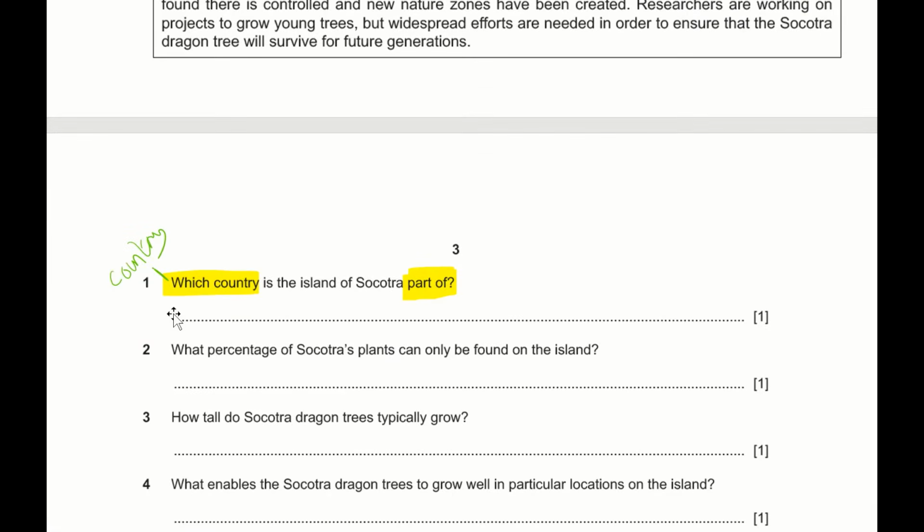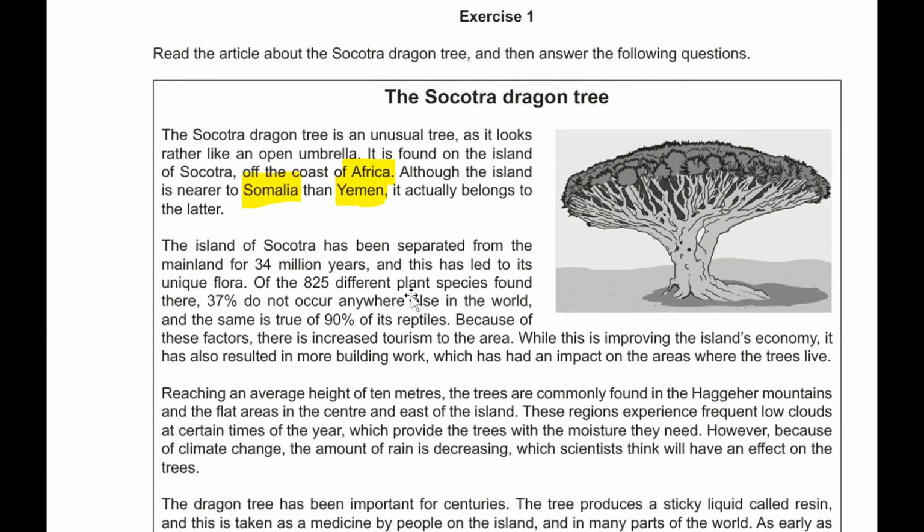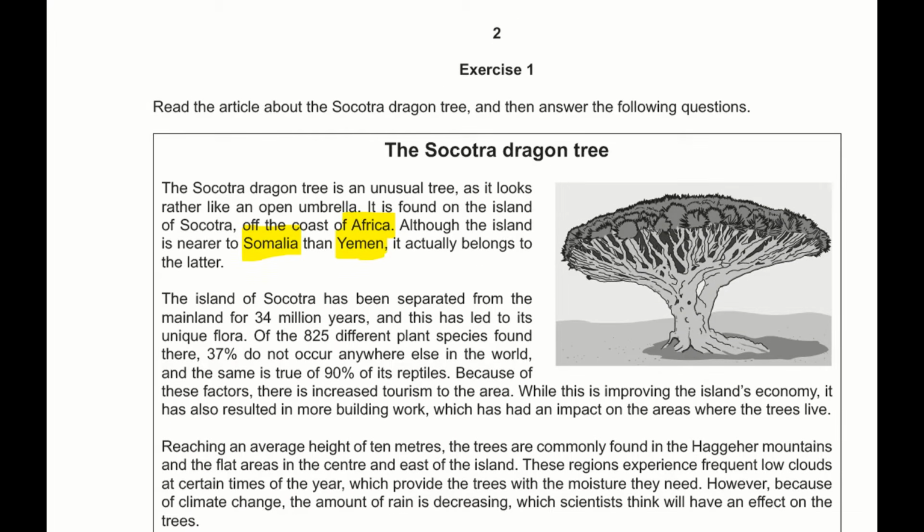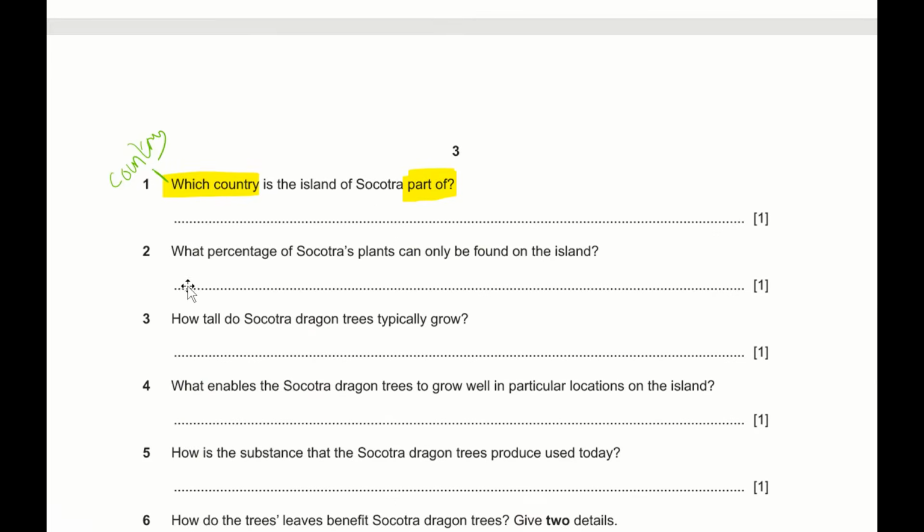Now the question clearly asks, which country is the island of Socotra a part of? Which country? Africa is not a country, so let's just get rid of that. It's not going to be Africa. "Although the island is nearer to Somalia than Yemen, it actually belongs to the latter." The latter means the later one, the one that was mentioned second. Therefore, the answer is Yemen. And as you can see, question number 1 appeared right at the beginning. Okay, so I'm going to come back down to the question here and just write in Yemen.